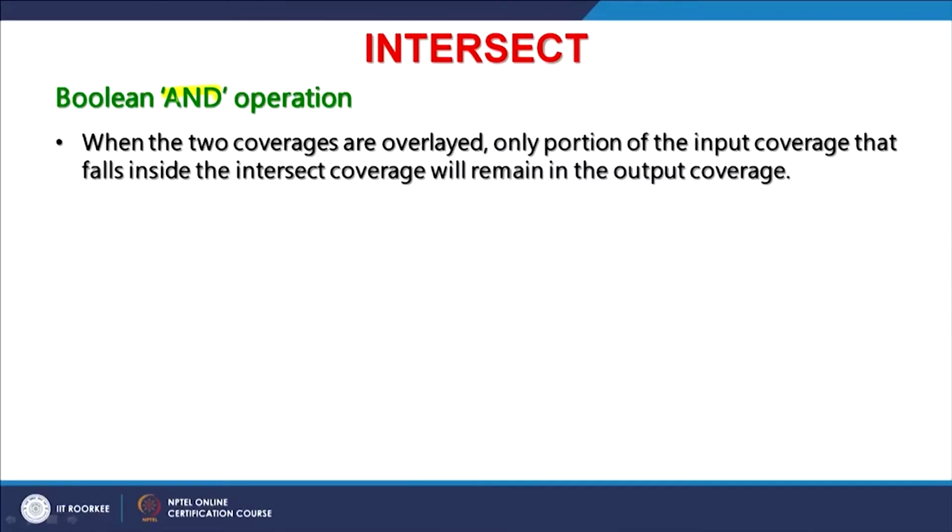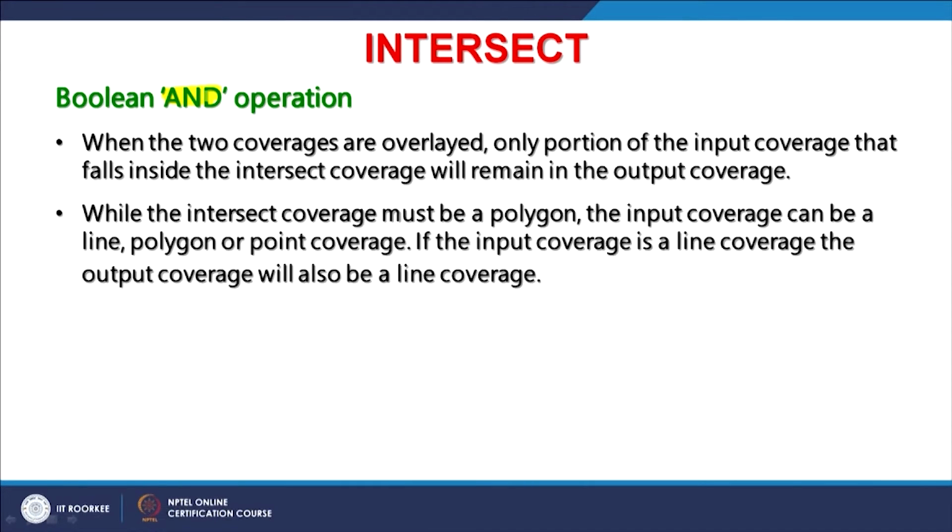From a computer or mathematics point of view, or from a GIS operations point of view, all these complicated logical and nested operations are definitely possible. Another example is intersect. When we use this Boolean AND operator and two coverages are overlaid, only the portion of the input coverage that falls inside the intersect coverage will remain in the output coverage, as we have seen in these examples. While the intersect coverage must be a polygon, which is the requirement for this clip operation, the input coverage can be a line, polygon or point coverage.